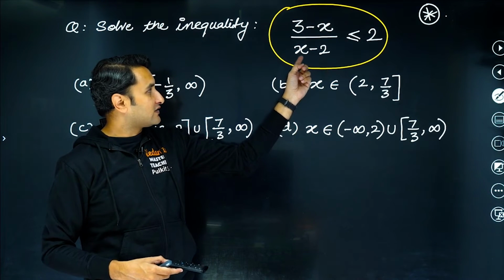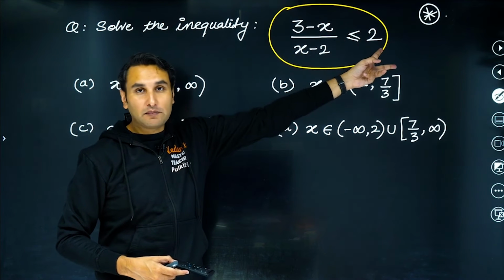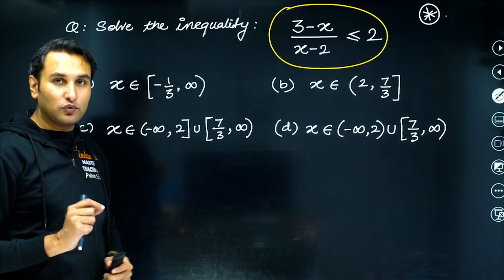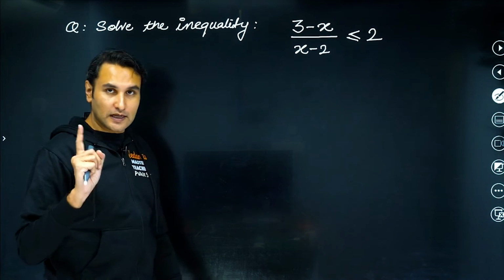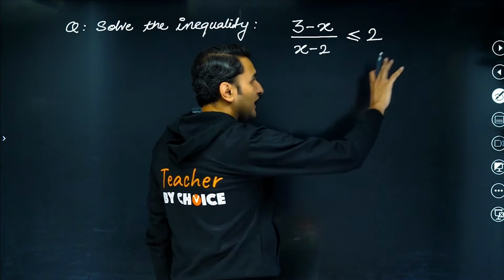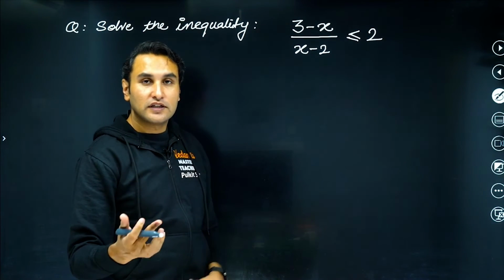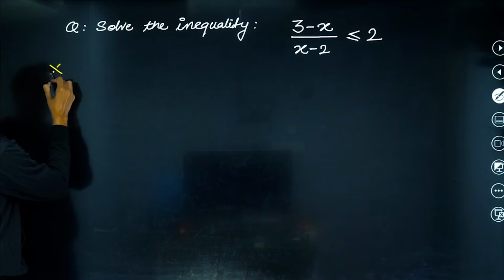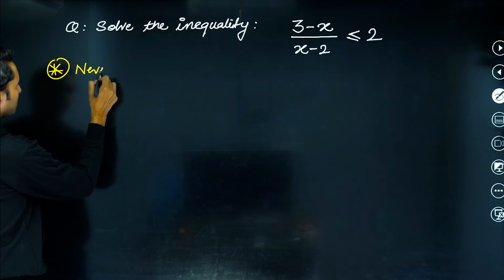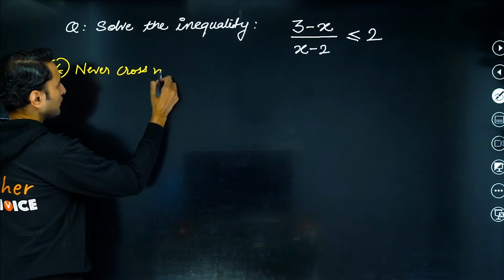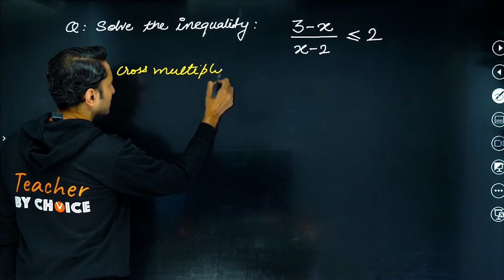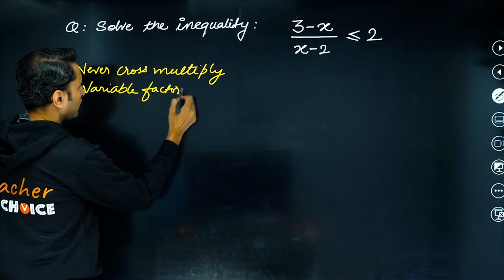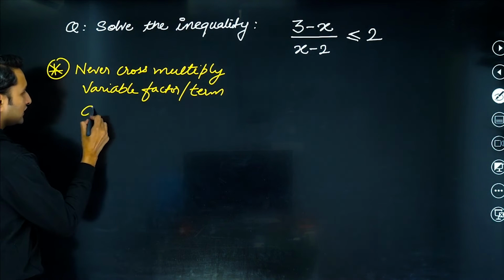Why a variable factor? Because there is x, and x is a variable. Never cross multiply that. Why? I will tell you. So what do you do? For such problems, step 1: create the right hand side 0. Create a 0 on one side by taking all the terms to the other side. So keeping in mind, never cross multiply a variable factor or term across the inequality.